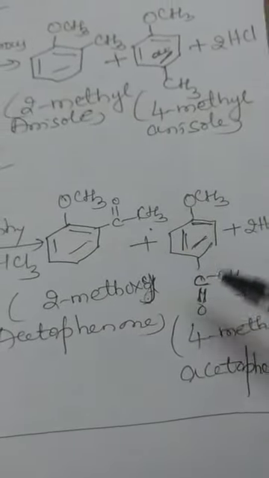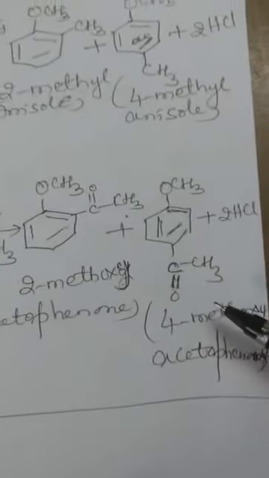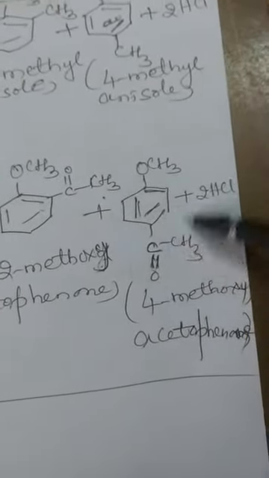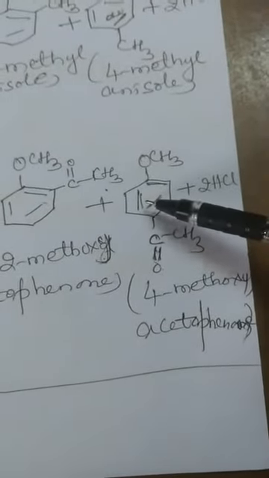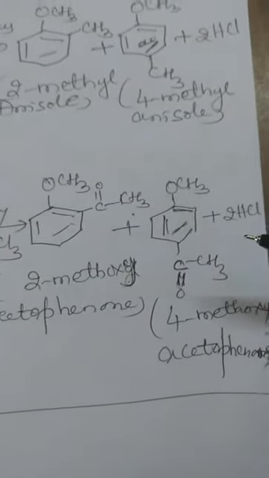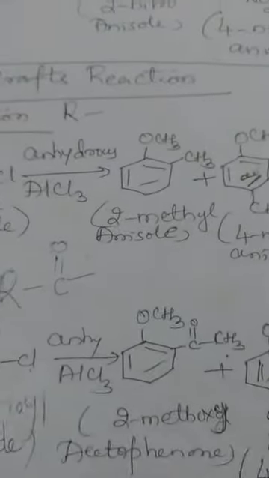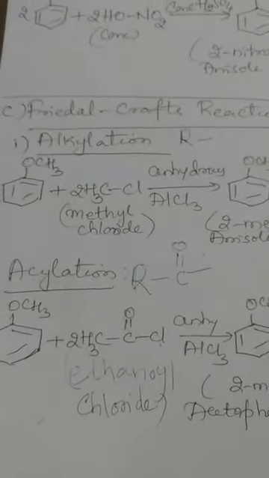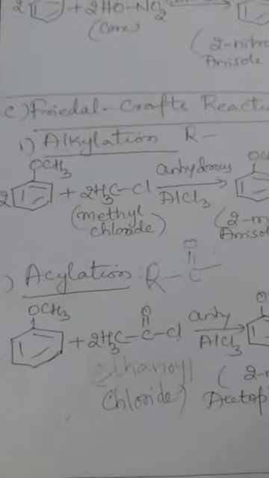4-methoxyacetophenone, or para-methoxyacetophenone. Once again, of the two products, the major product will be 4-methoxyacetophenone. So acetophenone is an aromatic ketone, COCH3, wherein it is bonded to the aryl group or benzene ring. So this is the Friedel-Crafts acylation reaction of anisole. Both the reactions are equally important: Friedel-Crafts alkylation as well as Friedel-Crafts acylation reaction of anisole, or methoxybenzene.